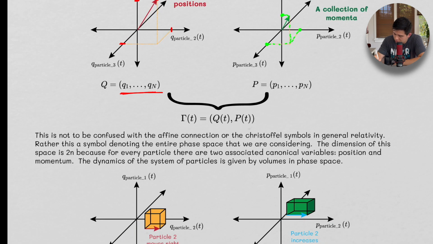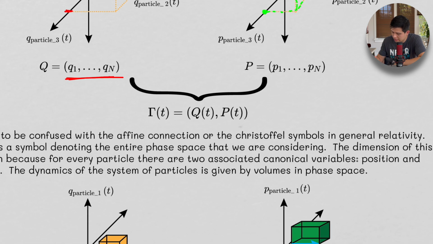Together, big Q and big P here, they can change in time, right? But together they make the overall phase space. And so this is the phase space coordinate gamma, and it is given to us by the collection of position states and the collection of momentum states.